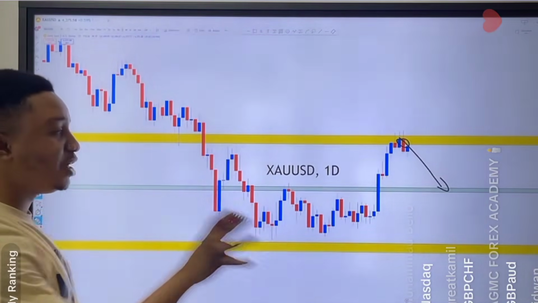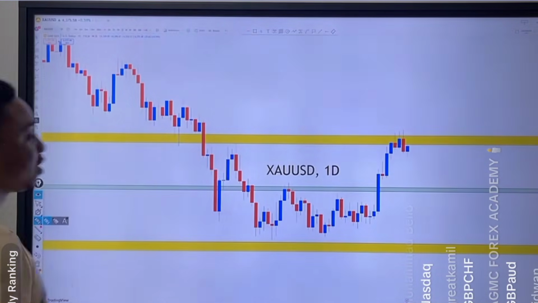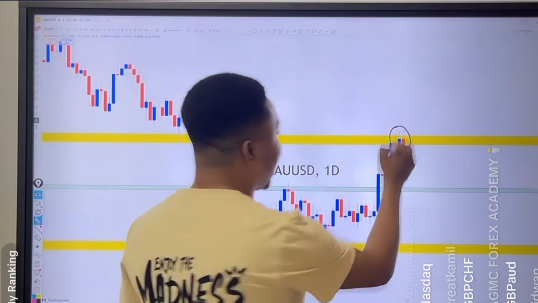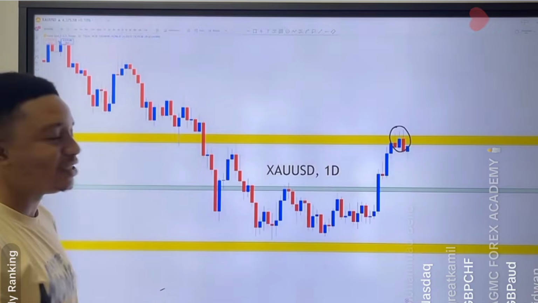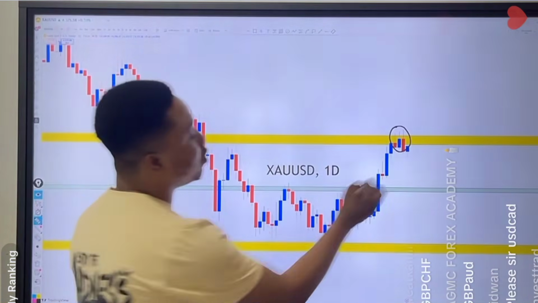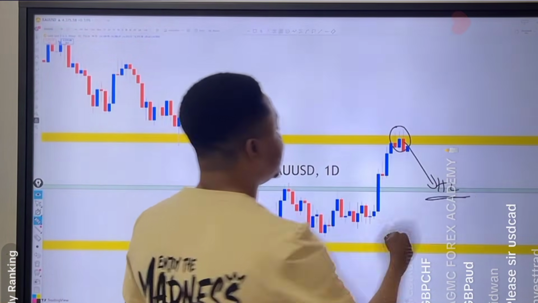But before we even go to the 4H for our entry, look at this. There are bearish pin bars over here, which are a clear indication that sellers are present, and they will be able to move the market to complete the higher low.